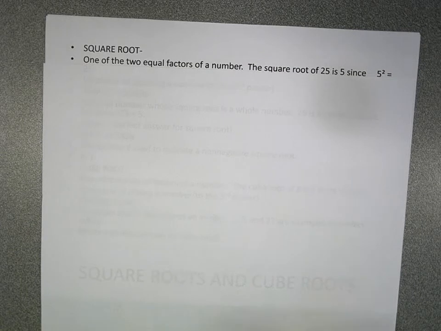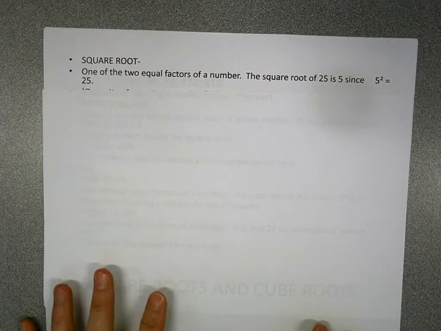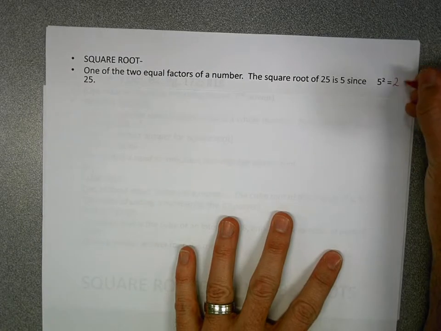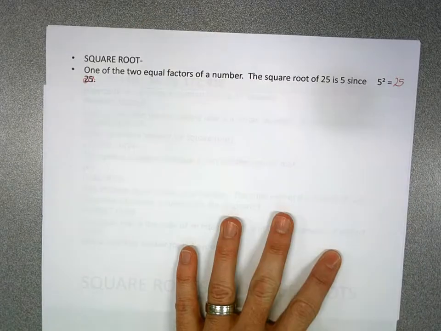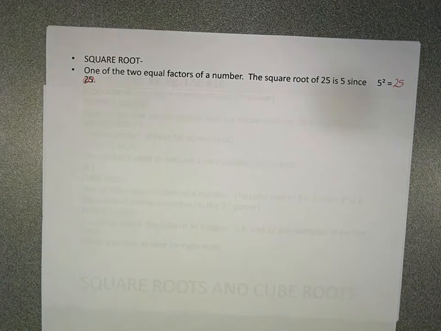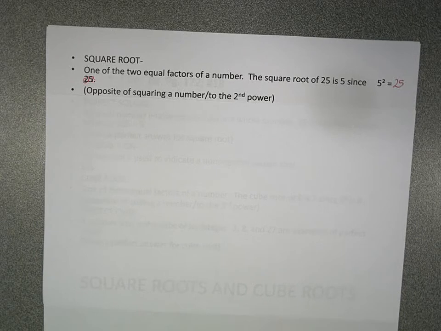Here's what a square root is. It's one of the two equal factors of a number. It says the square root of 25 is 5 since 5 squared equals 25. So in your little box, go ahead and write this. It's the opposite of squaring a number, or to the second power. It's like the inverse. 5 squared is 25, so you would say the square root of 25 is 5.